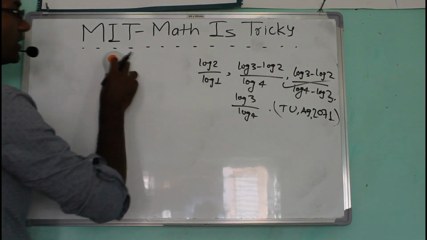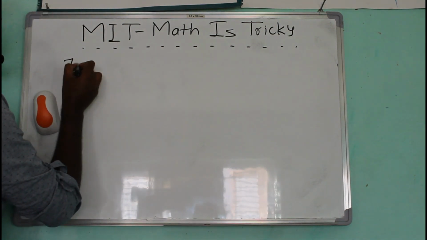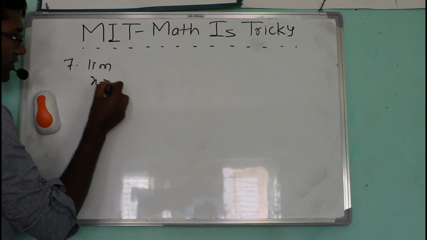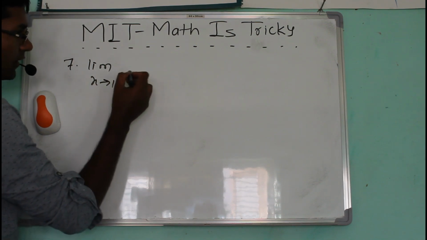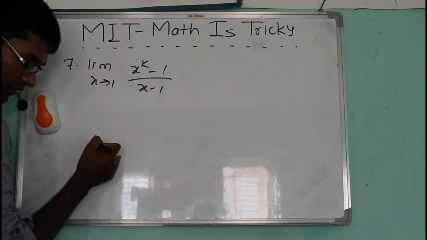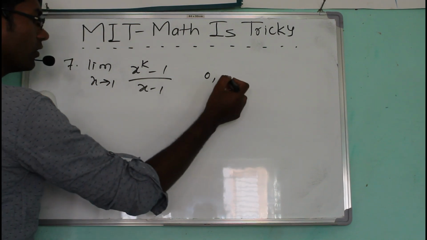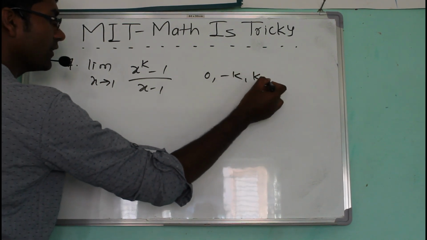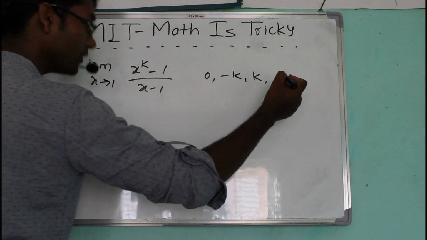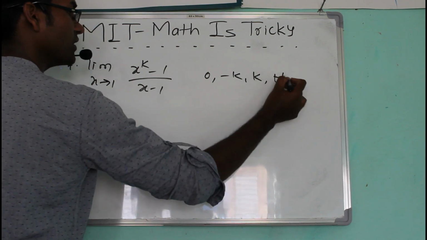So next question I'm taking for you. The next question is question number 7. Let's see, the question is limit x tends to 1, (x power k minus 1) by (x minus 1), and then the options are 0, or minus k, and then 0 by 0, and the next option is none.